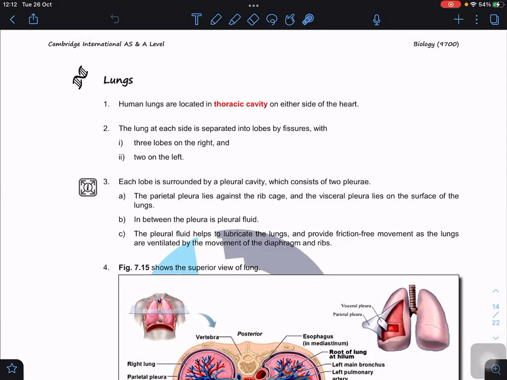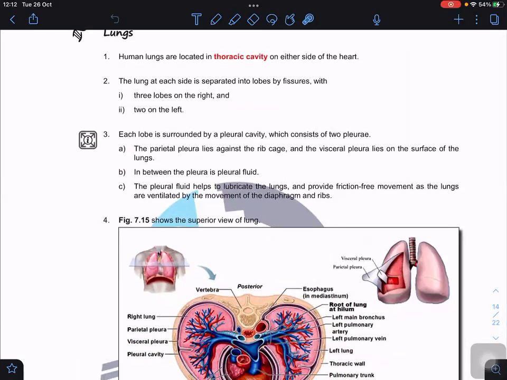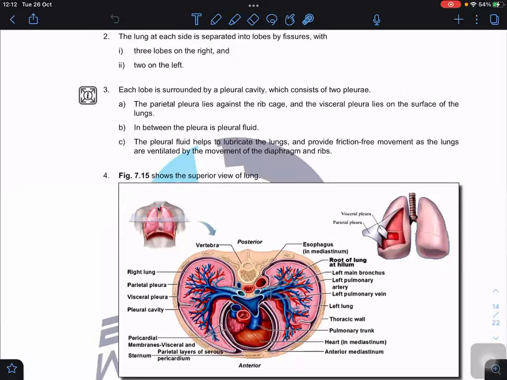We do not know the reason why, but most likely it is because of the location of our heart, right? The heart takes up some of the space already. So therefore, we have 3 lobes at the right and 2 lobes at the left. So you get your heart somewhere here. Okay.